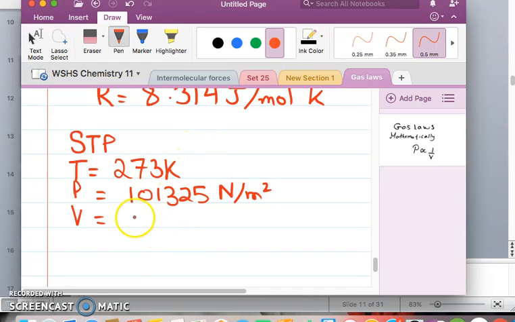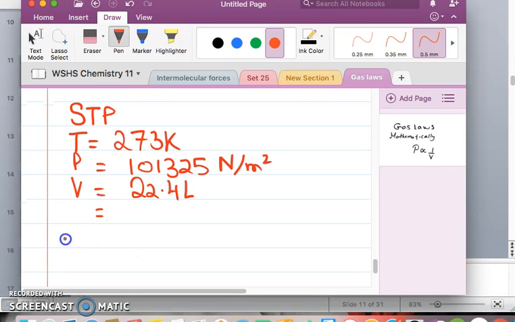So, volume is actually 22.4 liters, but we can't write it as 22.4 liters. Why? It is not the SI unit. So, how do I convert liters to meter cube? How many meter cubes are there in a liter? We have gone through this a million times, but I'll go through this again. 1 liter is 1000 centimeter cube.